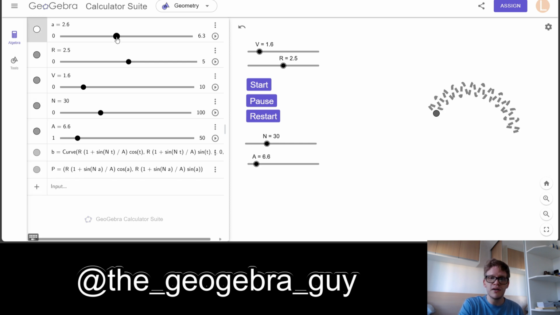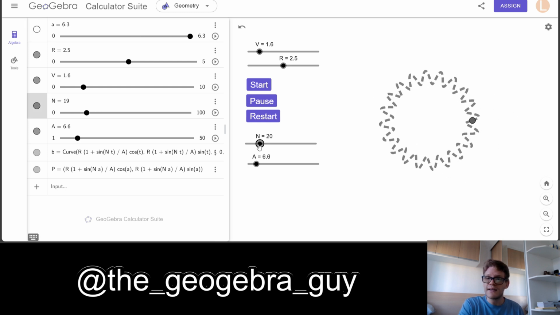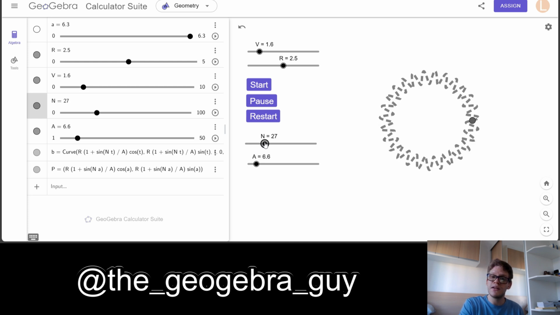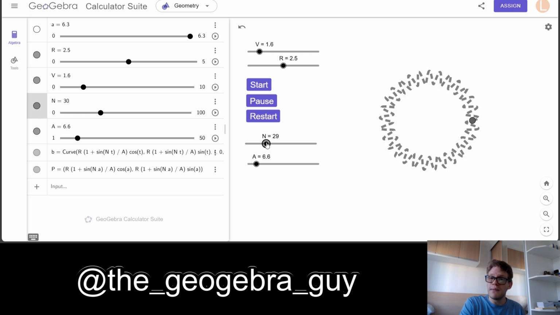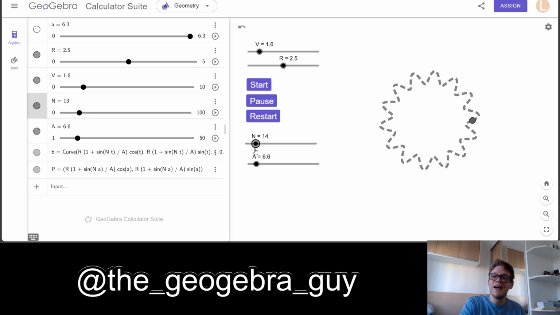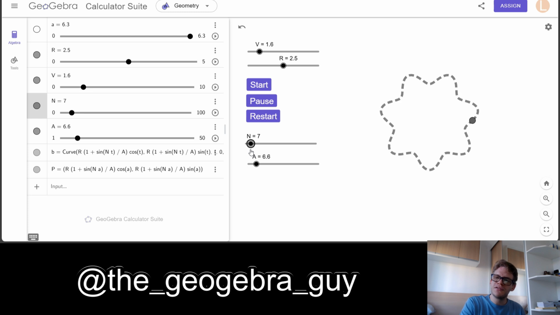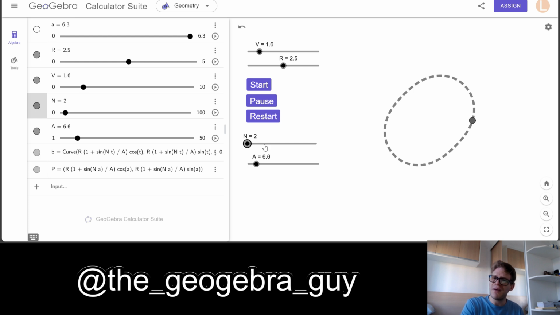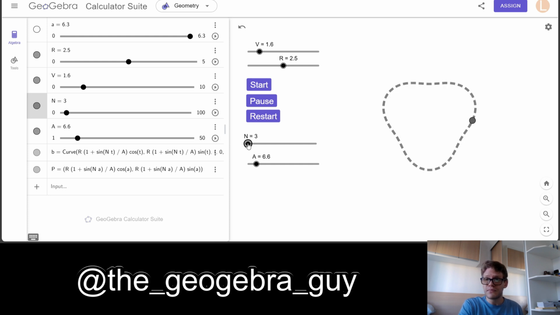Let me just put the total angle here. So you can see as n goes upwards, it increases the amount of wiggling. If you try to make n equals 1, you'll see that it's a circle. N equals 2 is, I think, 2 semicircles. I don't know what this is, but it generates some cool curves like this.